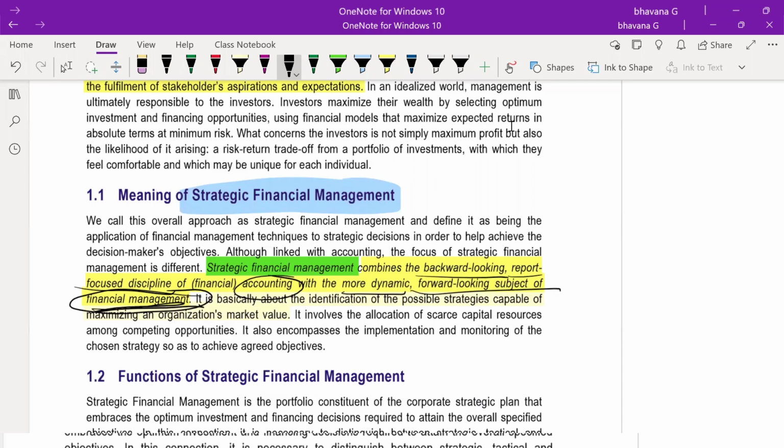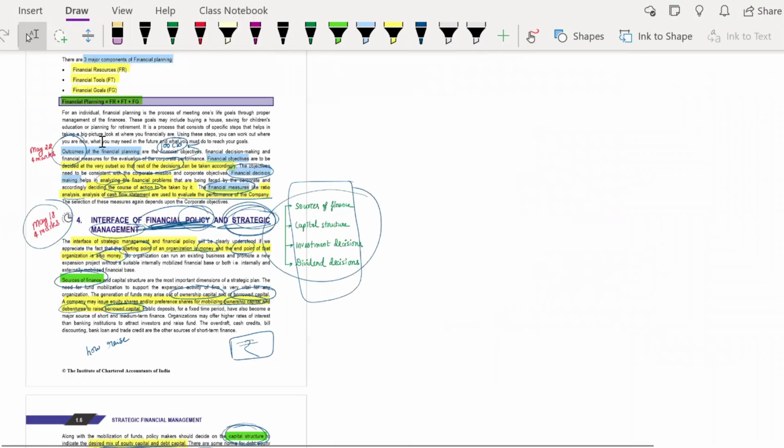strategic financial management. So it is nothing but the identification of possible strategies which are capable of maximizing an organization's market value. Okay, so if you are able to find strategies which are amazingly good, which can help your organization take its market value to the next level or maximize it, then that is what strategic financial management is about. Okay, yes, with this we end our chapter.